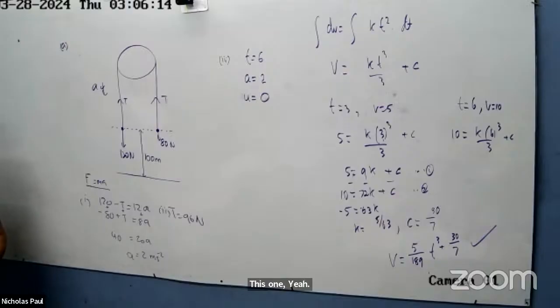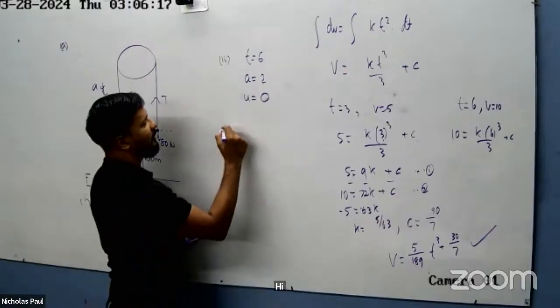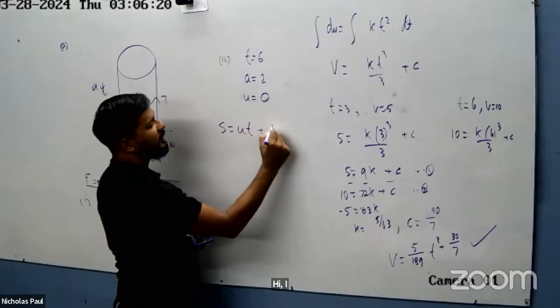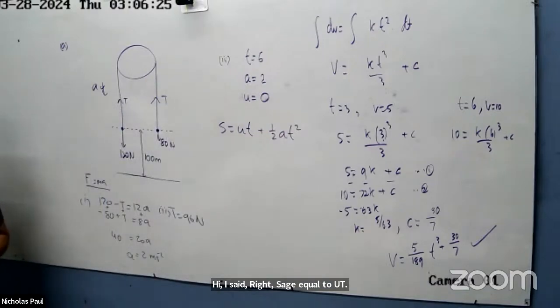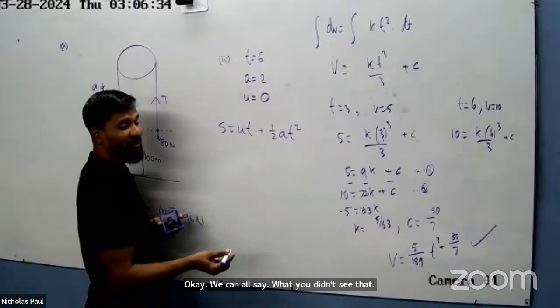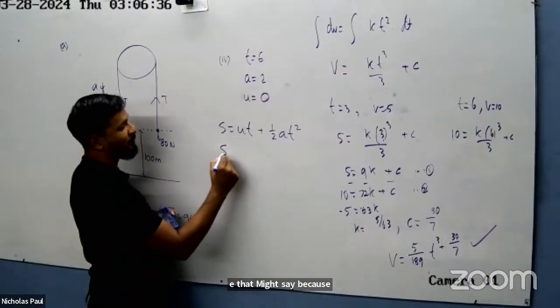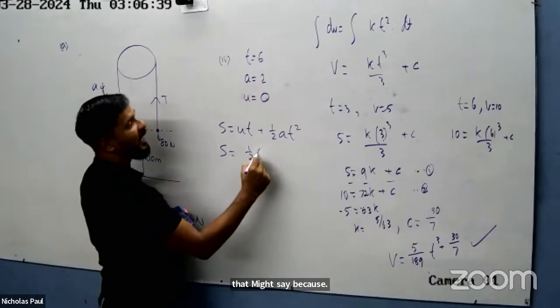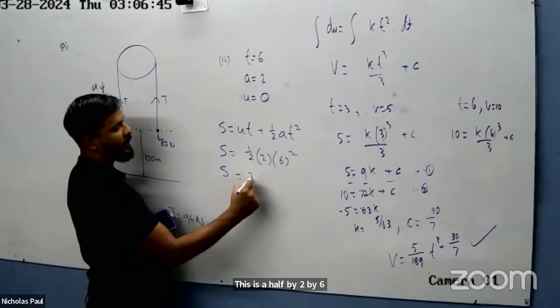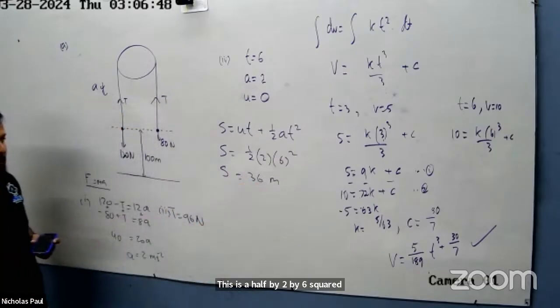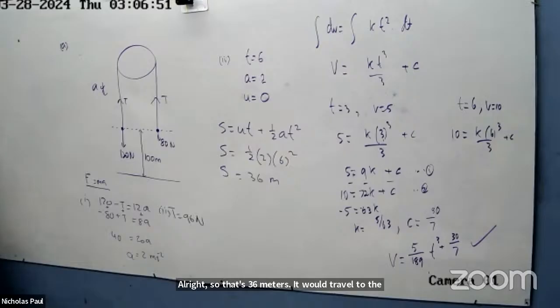Equation of motion. S is equal to, right, S is equal to ut plus half at squared. What do you now say? Well, you didn't see that formula? Man said distance formula. You didn't see equation of motion. So that's 0. This is a half by 2 by 6 squared. All right, so that's 36 meters. They both travel 36 meters.